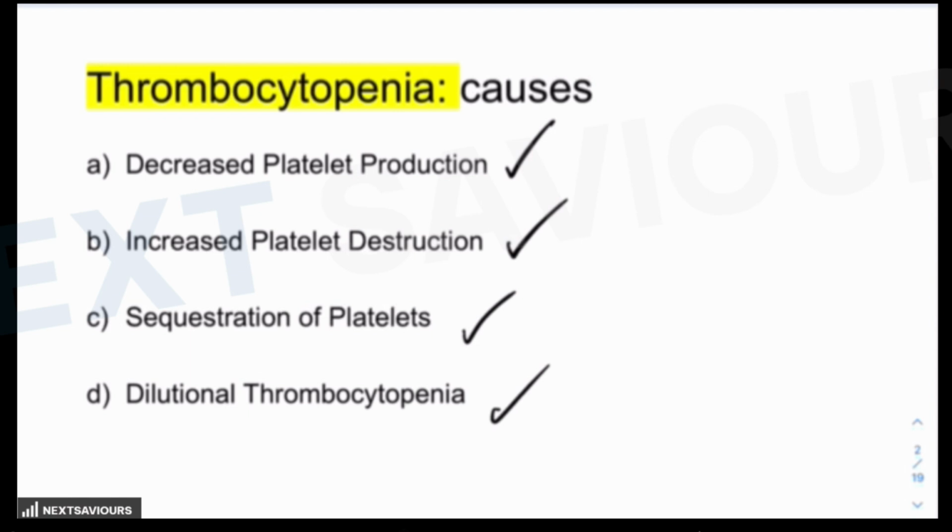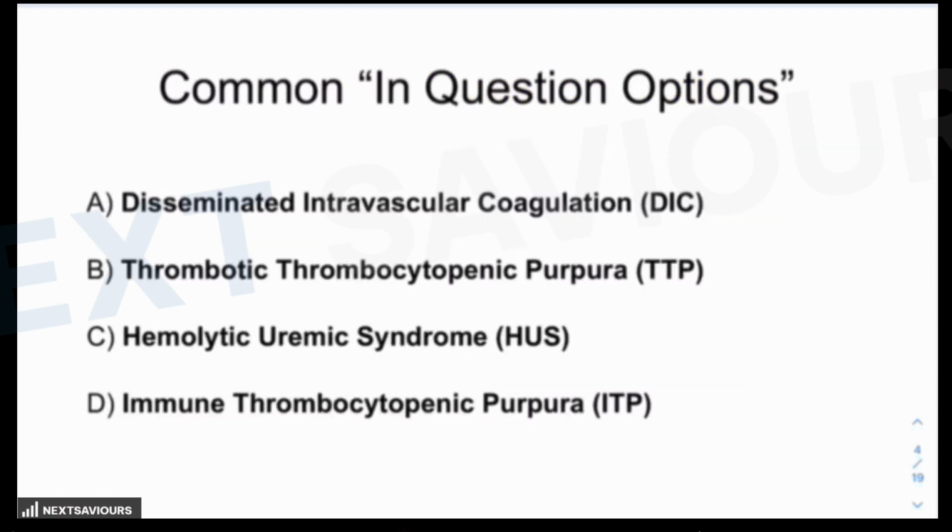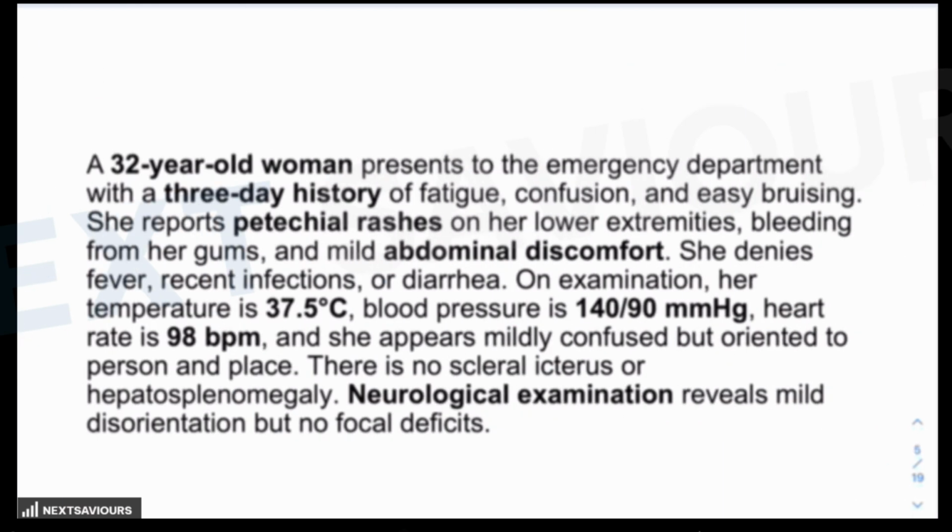But the majority of your questions are asked from the increased platelet destruction, right? So these are the common differential diagnoses which are kept in the questions in particular. And as we have already talked about, increased platelet destruction could be immune mediated or non-immune mediated. And among the non-immune mediated are TTP, HUS, DIC, and HELLP syndromes. So let's see what are the common options which are provided to you. The common options obviously are related to the increased platelet destruction like DIC, TTP, HUS, ITP, on the basis of which the question is framed, although we are going to have a discussion on this question later.